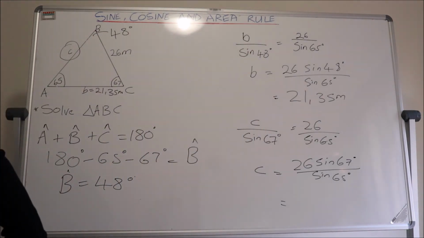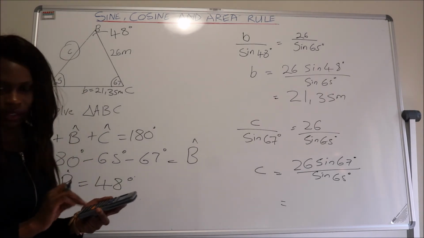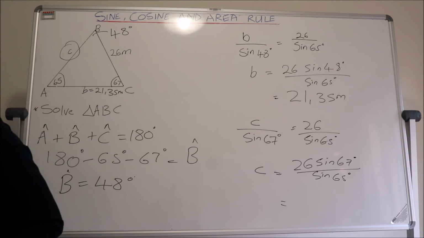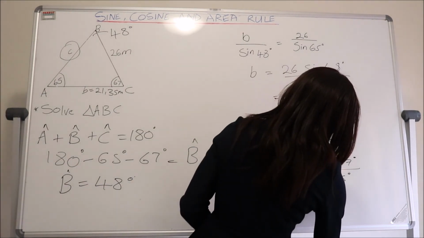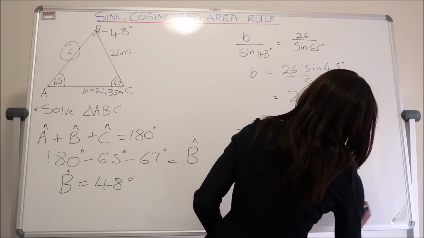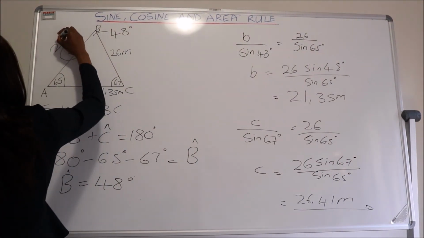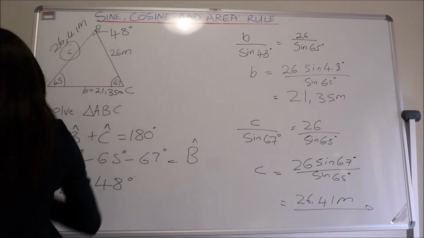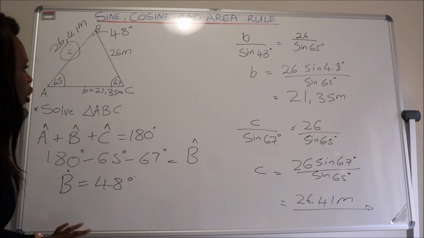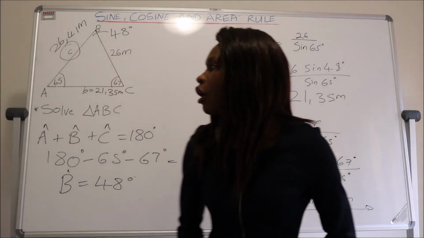Then punching it into my calculator, I will have my side of C equal to 26.41 meters. 26.41 meters, which is the side of C, which is right there. Then this one is 26.41 meters, this side.